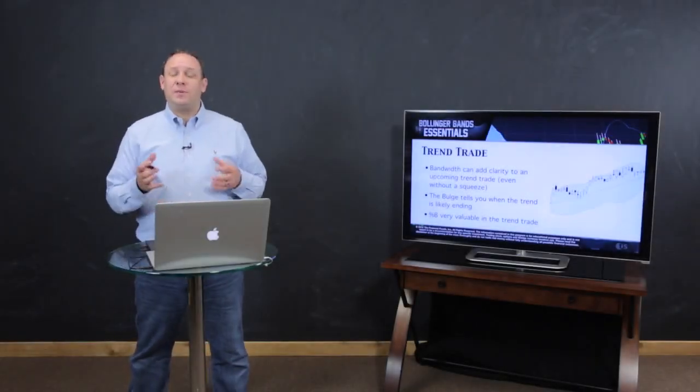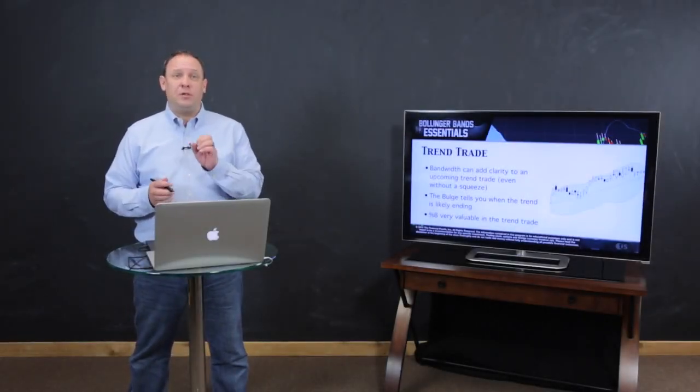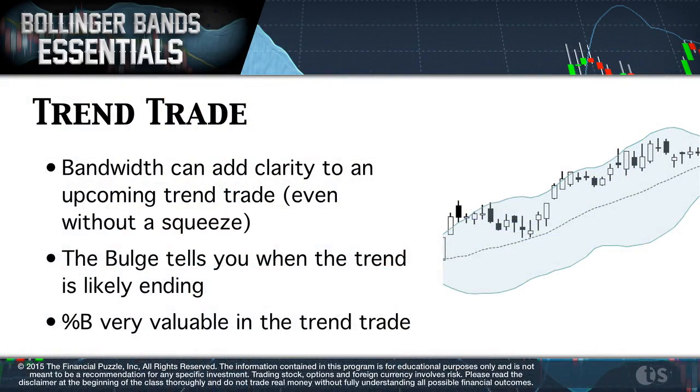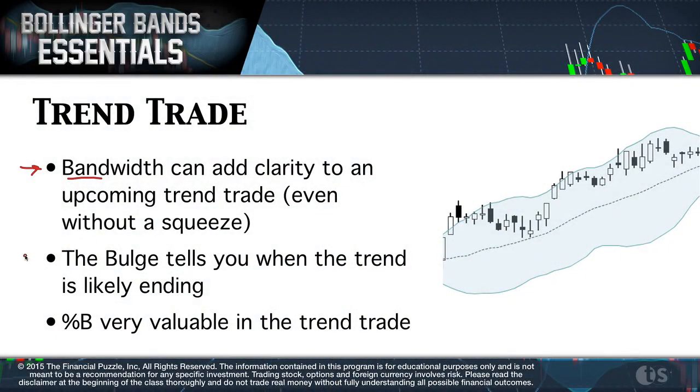Now let's look at how these percent B and bandwidth indicators help the trend trade. So understand the bandwidth adds clarity to not just the squeeze, but also to the trend trade, even without the squeeze. How does that happen? Well, oftentimes the bands get established in a range and then they start to expand. Even though there may not have ever been a squeeze, that's usually going to be the precursor to the trend trade. The bulge tells you where the trend is likely to be ending here. This is a really valuable signal that you get.